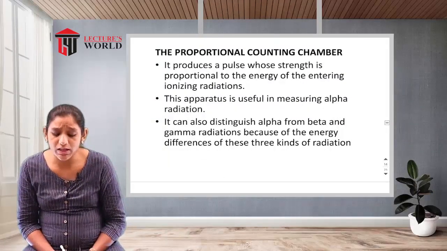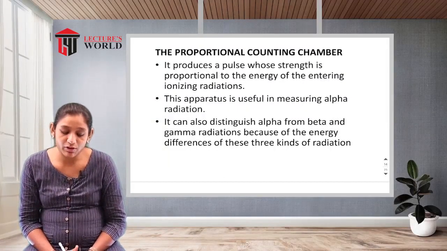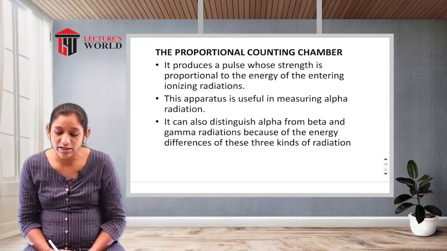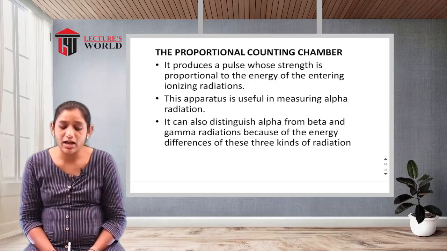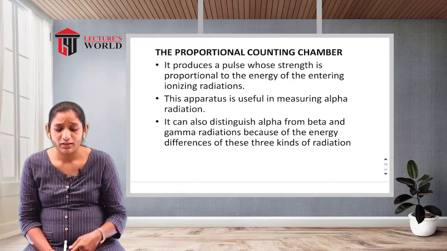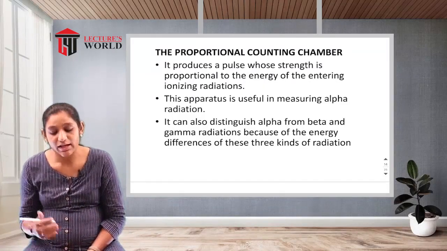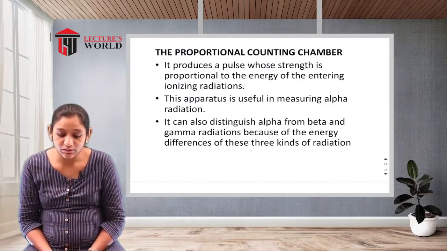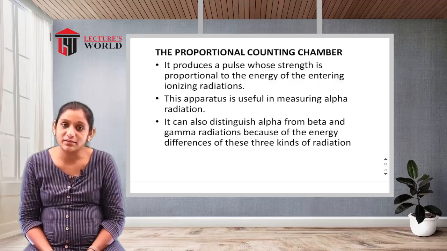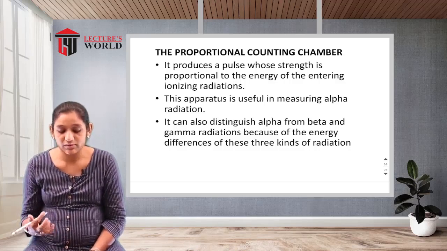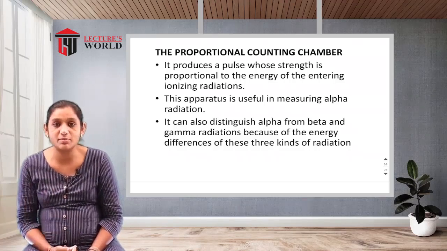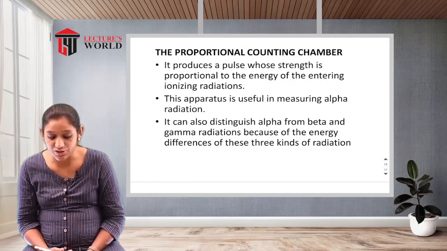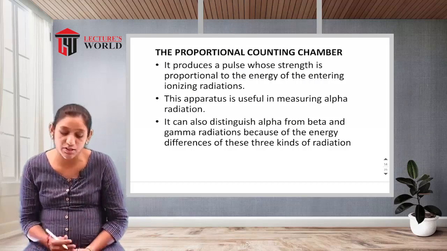The proportional counting chamber produces pulses whose strength is proportional to the energy of the entering ionizing radiation. The radiation is represented by the pulse, and its strength is proportional to the energy of the entering ionizing radiation.